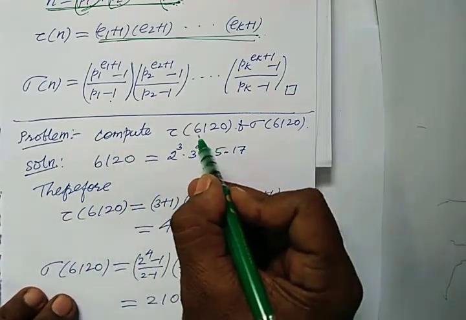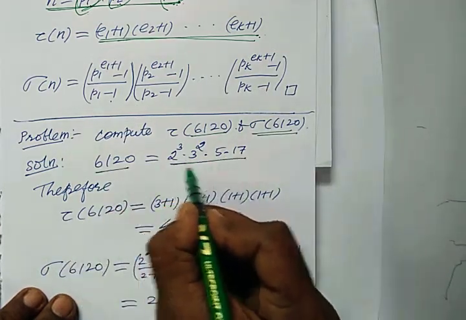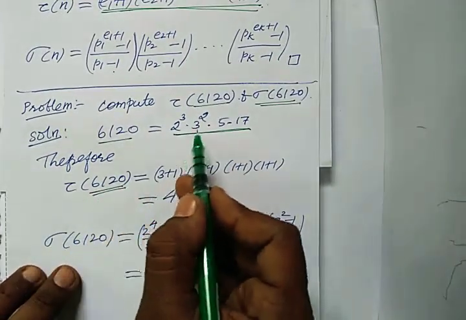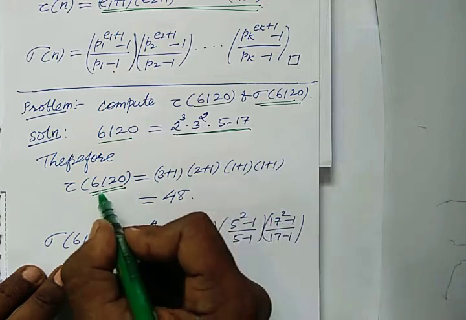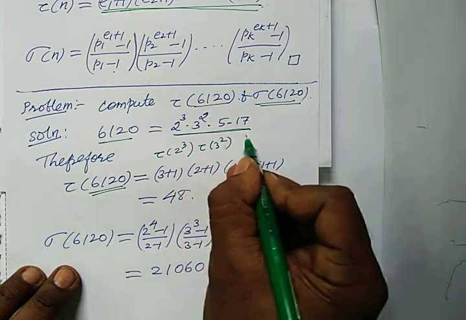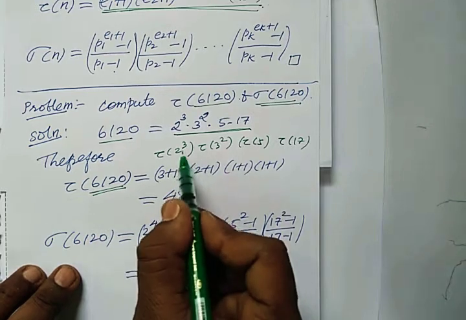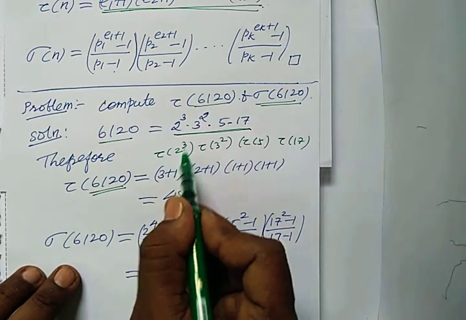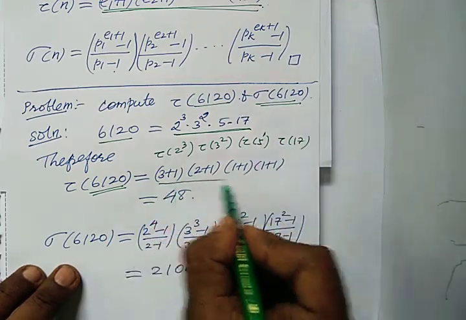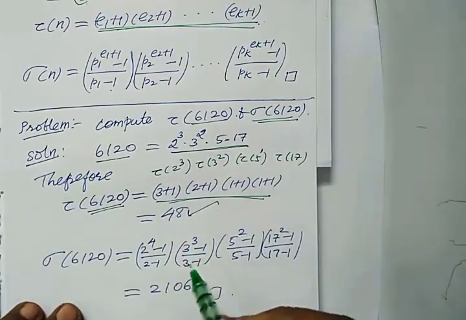Compute tau of this number and sigma of this number. This number can be written in this format. This is the canonical decomposition. So tau of this number: they are relatively prime to each other, so tau is equal to tau of 2 cube into tau of 3 square into tau of 5 into tau of 17. Tau of 2 cube is 3 plus 1, and add 1 to each power. So this is the formula, right? So we have got 48 as the answer.